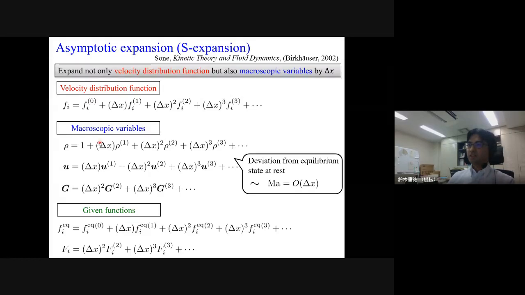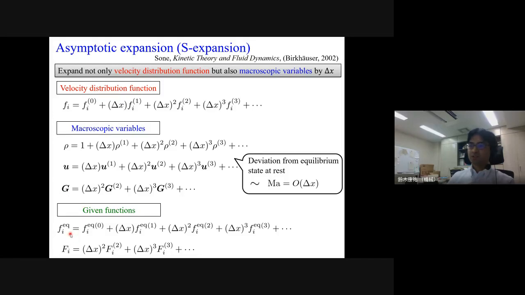Note that in the macroscopic variables, the first term of the density is constant, and the perturbation of the velocity starts from the order of delta x. This is because the deviation from the equilibrium state at rest is comparable to the Mach number, so comparable to delta x. In addition, the perturbation of the body force starts from the order of delta x squared, as shown in the previous physical consideration.